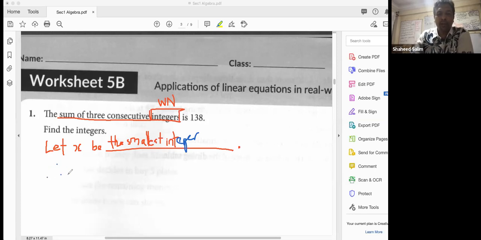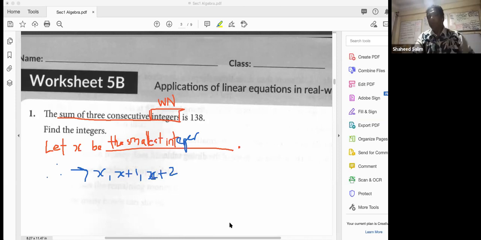Therefore, what are the three integers? You can do it like that: x, x plus 1, and x plus 2. These are the three consecutive integers in algebra. Anyone confused or not? Please tell me. Raise your hand or something. Anyone confused? Okay, one person confused too.